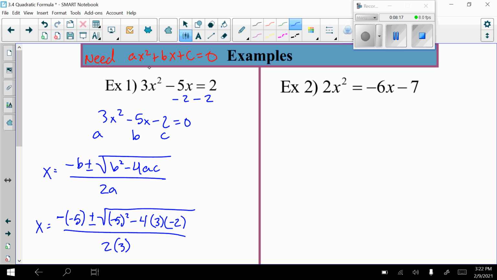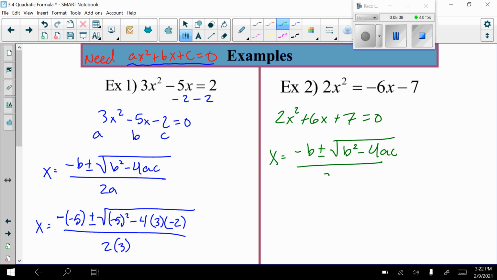Again, we need everything to be in standard form at the get-go. So I want to put everything on the same side. I have 2x squared. I'd have to add 6x. And I'd have to add 7. And that's all ready to go. So my equation is -b plus or minus the square root of b squared minus 4ac all over 2a.